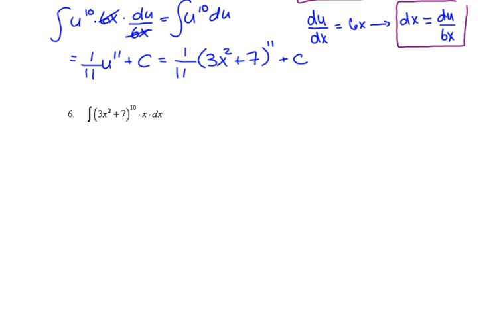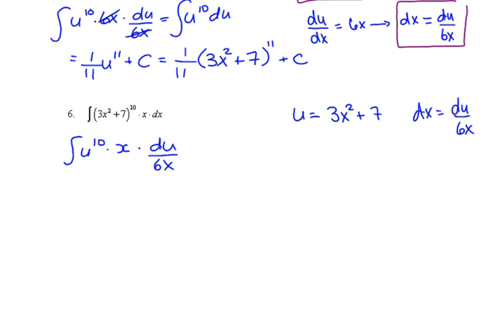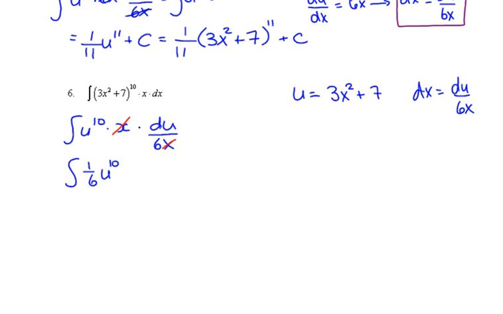Okay, so same idea here. My u is still going to be 3x squared plus 7. My du dx is the same, so dx is still du over 6x. So the only difference here is when we have x times du over 6x, what happens? It becomes 1/6. So we're integrating 1/6 u to the 10. Now, if you want, you can put the 1/6 in front of the integral. It's the same idea. Doesn't matter.